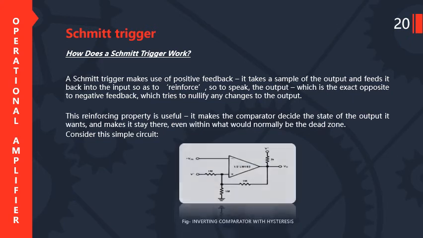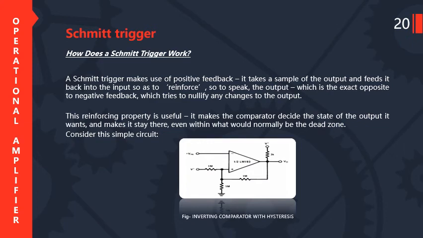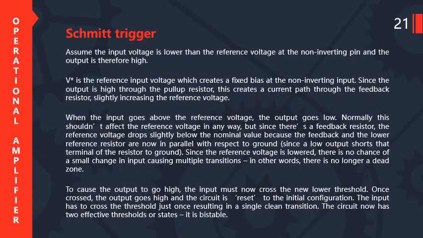Consider a simple circuit. So this is a circuit for an inverting comparator with hysteresis. Assume the input voltage is lower than the reference voltage at the non-inverting pin and the output is therefore high. V star is the reference input voltage which creates a fixed bias at the non-inverting input. Since the output is high through the pull-up resistor, this creates a current path through the feedback resistor and slightly increases the reference voltage. When the input goes above the reference voltage, then the output goes low.